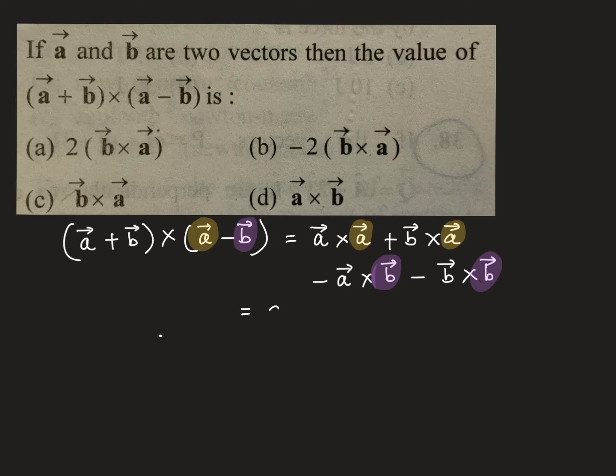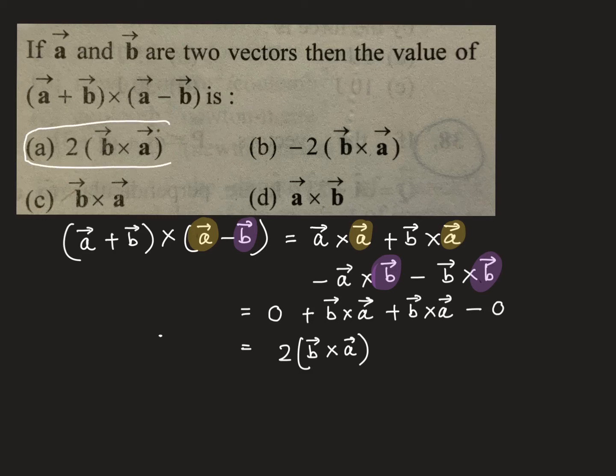So A cross A is 0, and B cross A, just make it B cross A only. Now minus A cross B is plus B cross A, opposite, and again minus B cross B is 0. So that is 2 times B cross A. So answer A is correct: 2 times B cross A.